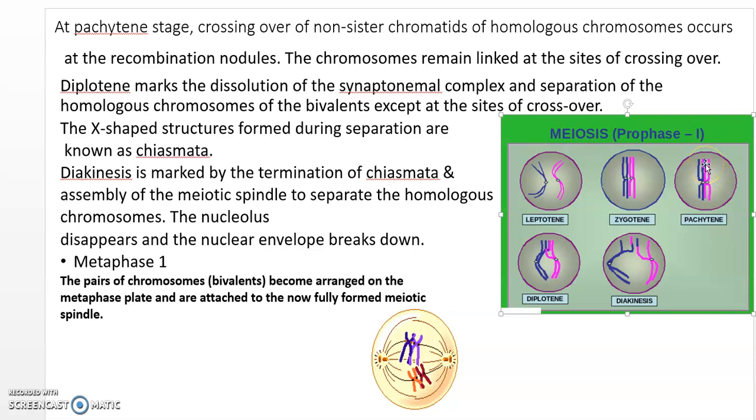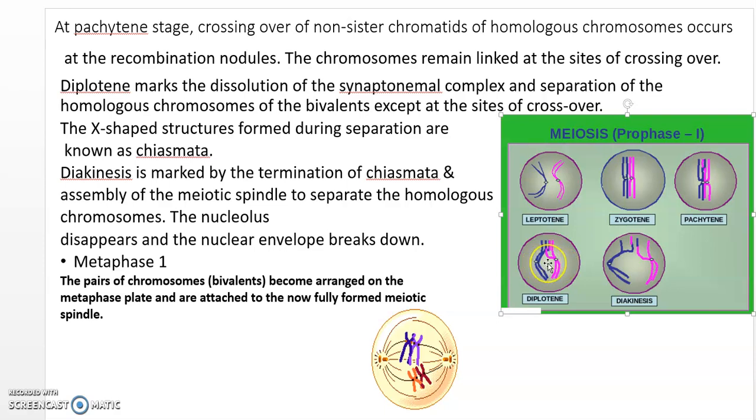So crossing over of the non-sister chromatids takes place at the recombination nodules. The chromosomes remain linked, they remain attached at the sites of crossing over. That is called pachytene. Now in diplotene, here at the centromere they are still attached, but in diplotene they get separated and remain attached at the sites of the crossover. So this one and this one is called a bivalent.